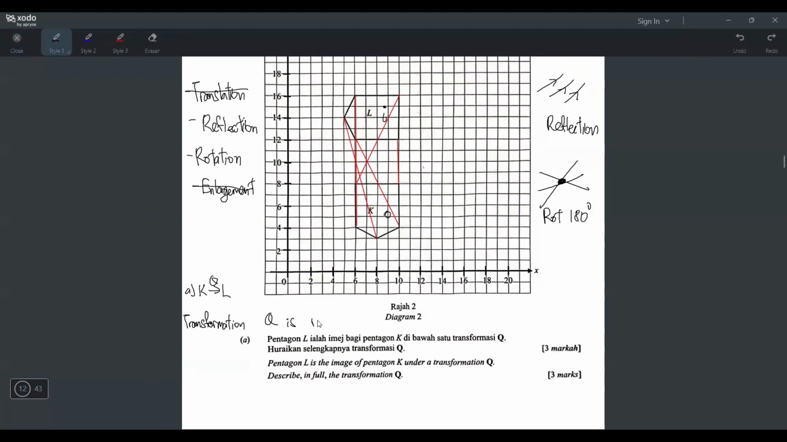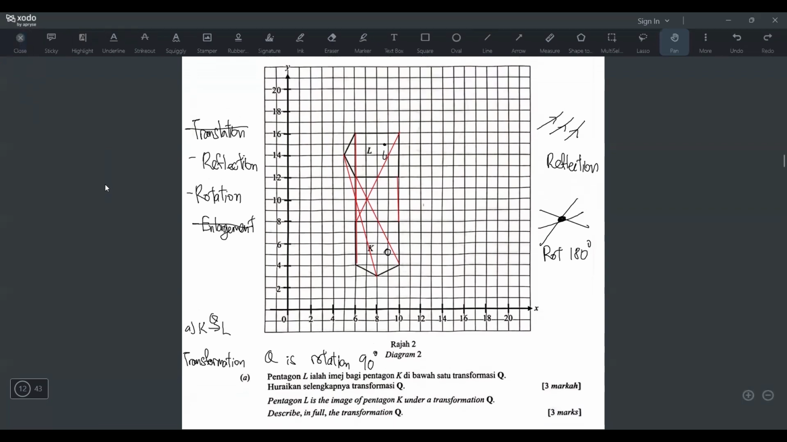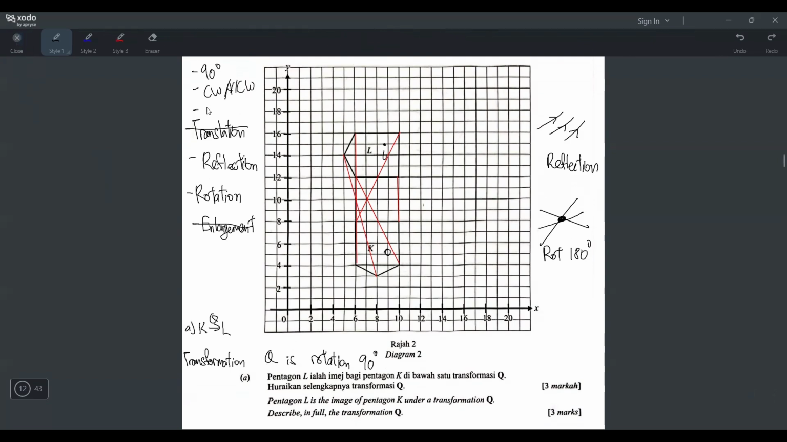So I will write here rotation 90 degree. But if you write like this, you will not get full mark. For rotation, you need to write not just the angle. You already know the angle, it's good. But you also need to know whether it's clockwise or anti-clockwise. And also, you need to find out the rotation center, and write the coordinate, right?